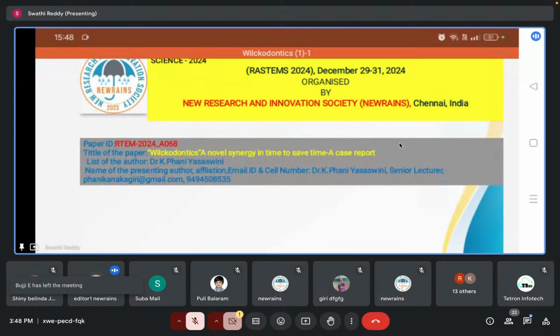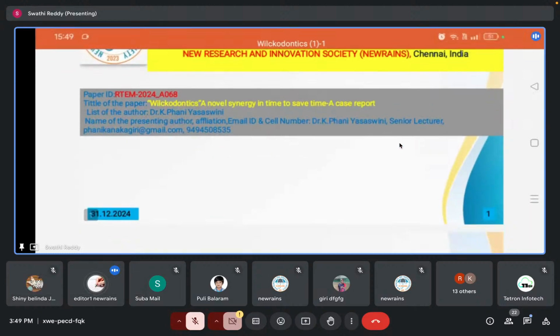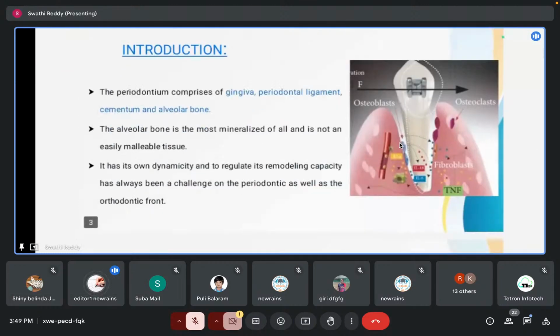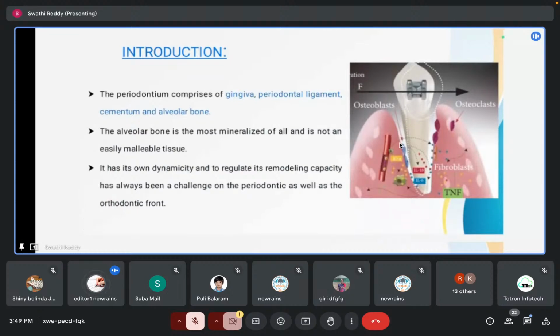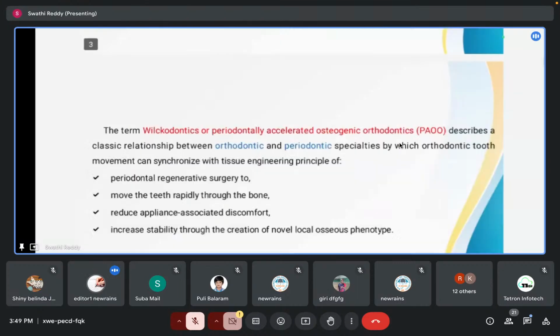So my topic is Vilcodontics and novel surgery in time to save a time. It's a case report. Moving on to the introduction, the periodontium consists of two soft tissues as well as two hard tissues. The two soft tissues are the gingiva and the periodontal ligament, and the two hard tissues are cementum and the alveolar bone. The bone is the most mineralized of all, and it is challenging for both the periodontist as well as the orthodontist.